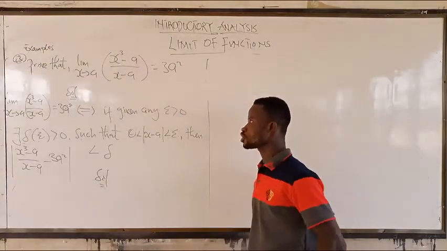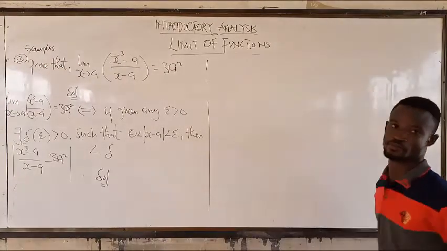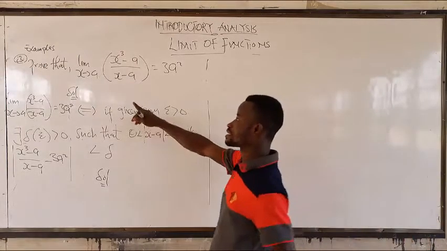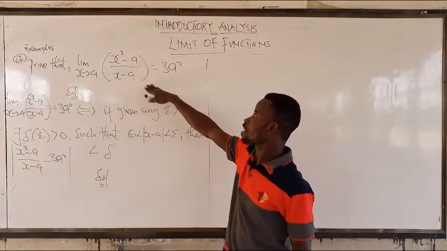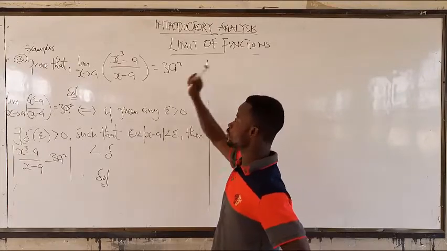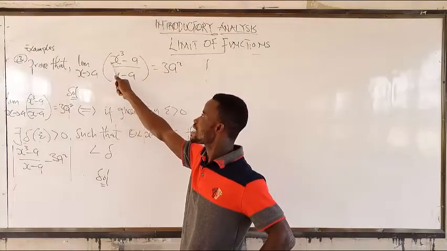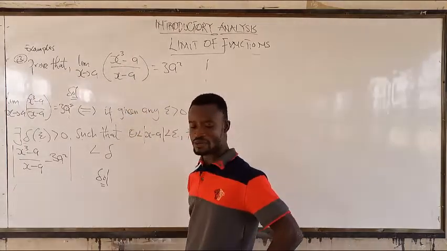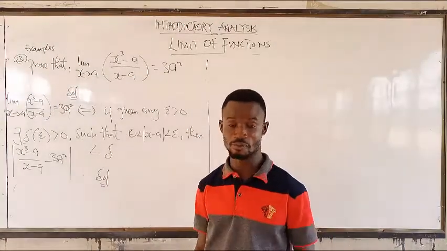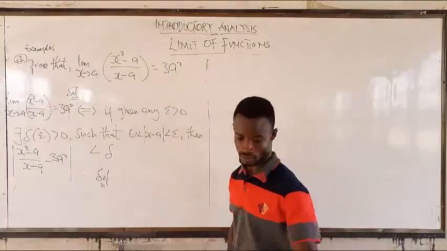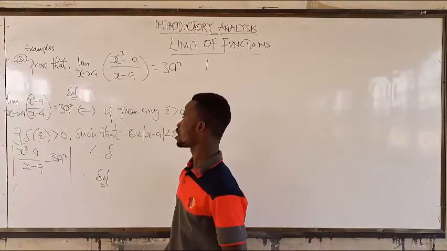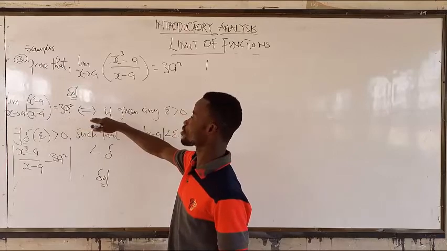Alright. So here we have to prove that the limit as x approaches a of this function is equal to 3a squared. And it's true. If we replace x by a, we are going to get this. But we have to prove it by our idea in analysis. We have to prove by analysis that what we are saying is true.